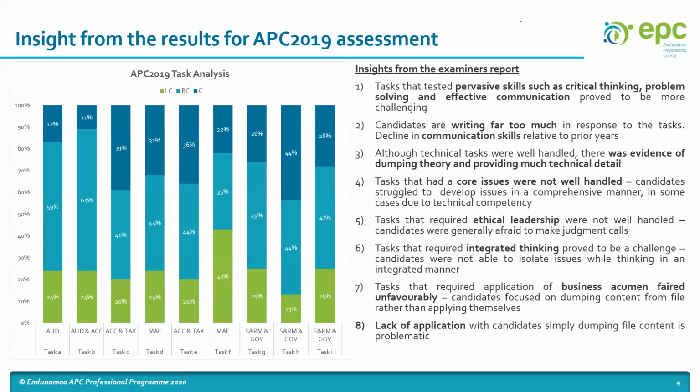But it could be that they just didn't write enough, or they wrote too much, or they did not pick up the issue, which now talks to the pervasive skills. So examiners are saying that they believe technical skills are there, but there was evidence of dumping theory and providing too much technical detail. So technical competence is important for APC, but the technical detail is not.